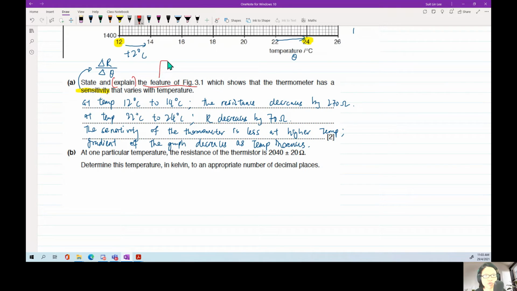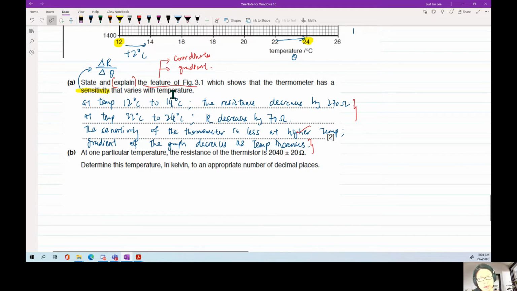So I use two proofs. I use the coordinates and then I substantiate my proof with the gradient. I know it's only 2 marks, but I prefer to write in such a way where I won't lose marks, because you have to anticipate the mark scheme. Sometimes the mark scheme wants me to talk about the change in temperature and then how much the resistance changes. So this is proof 1, evidence 1, exhibit A, and then here is exhibit B. And then you make your conclusion. Okay, sensitivity is lesser at higher temperature.